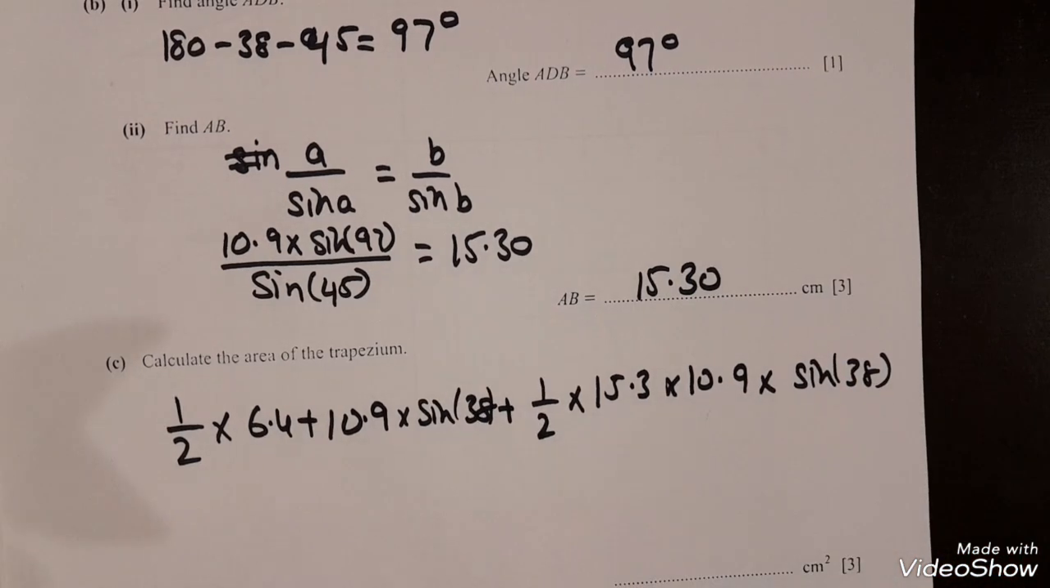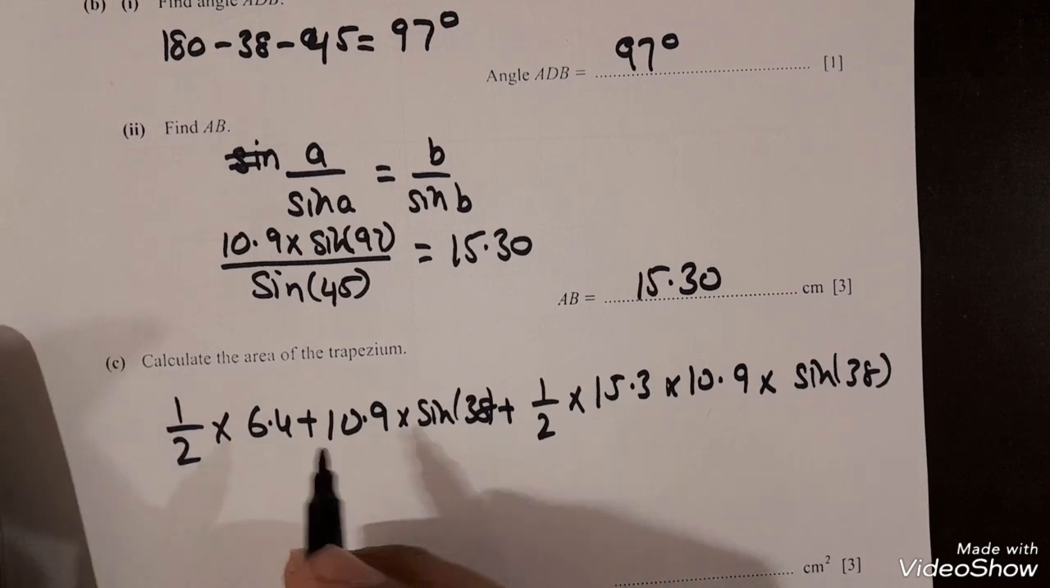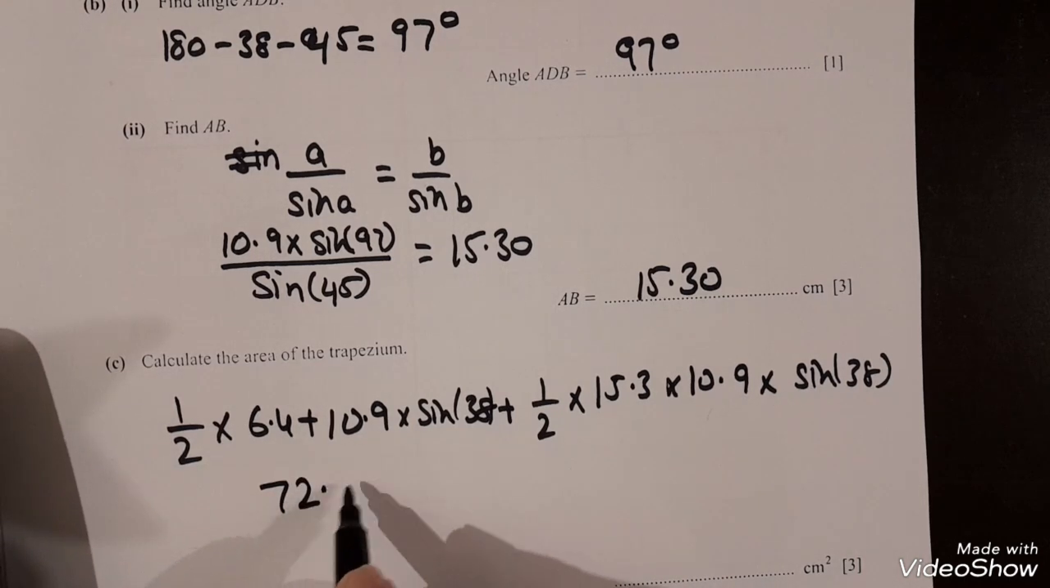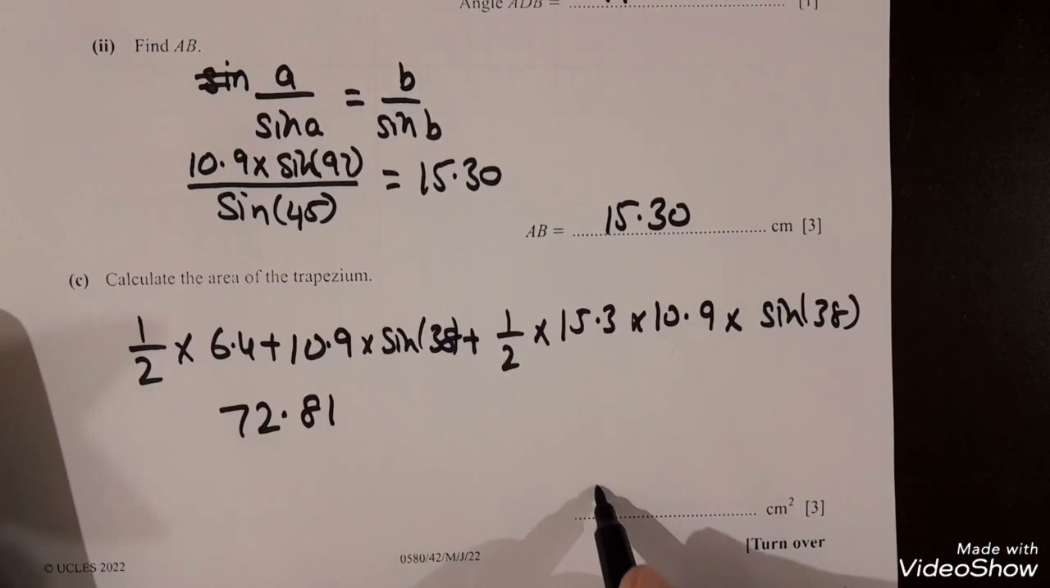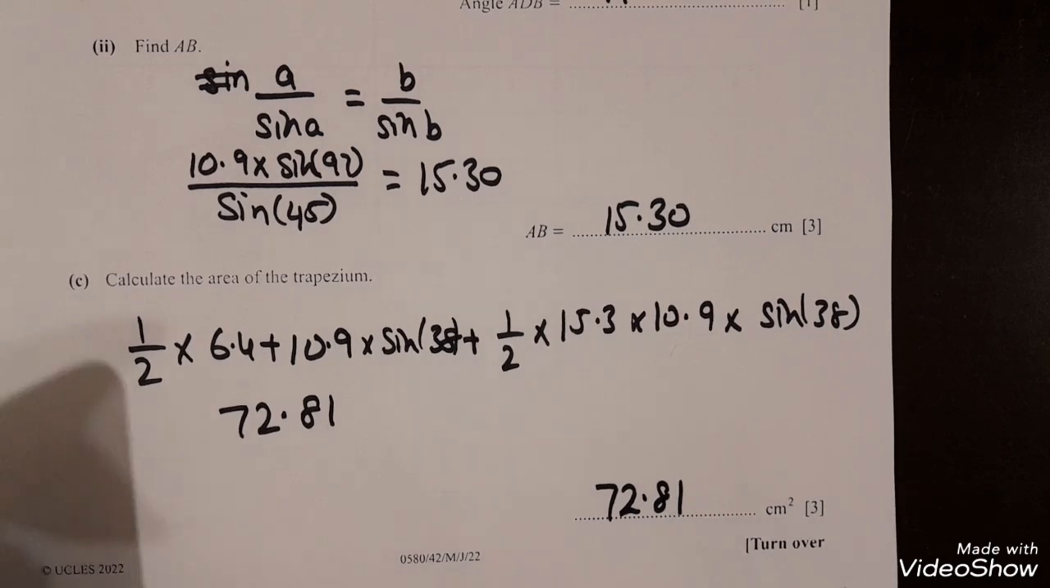So we will use the calculator and calculate 1 over 2 into 6.4 multiplied by 10.9 multiplied by sine 38 plus 1 over 2 into 15.3 into 10.9 into sine 38, and this will be 72.81 centimeter square. So the answer for part C is 72.81 centimeter square. So this is how we calculate part C.